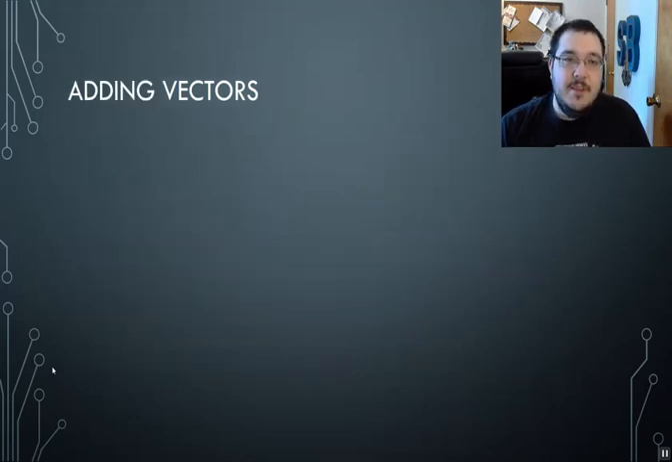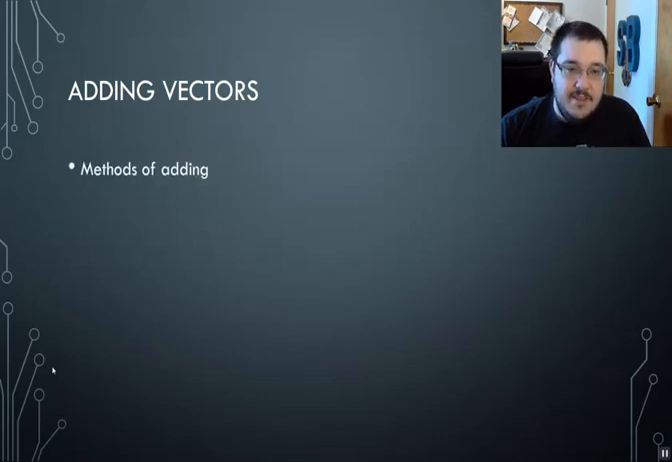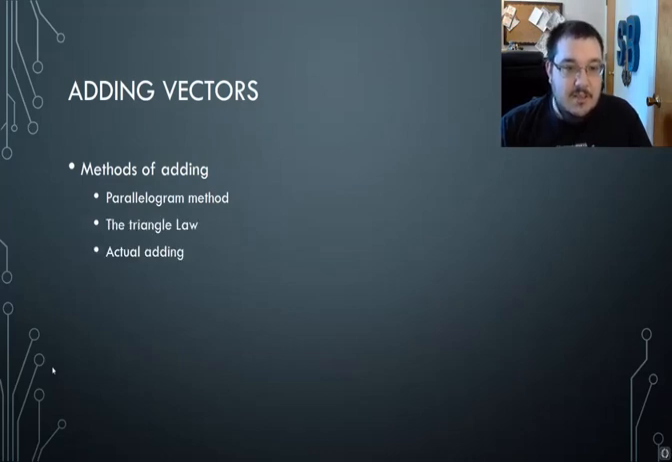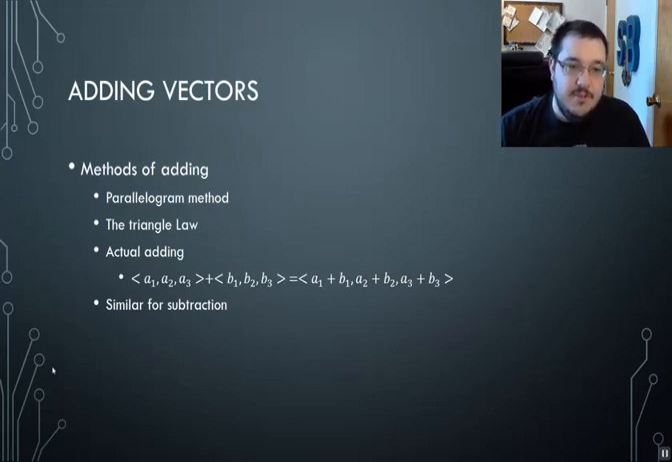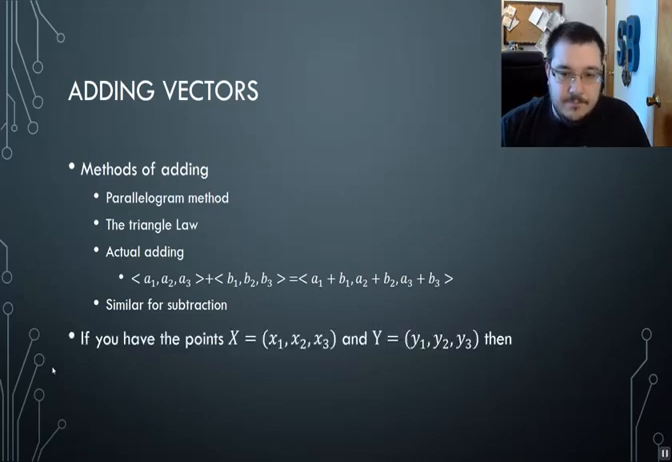Now, some of the basic things we can do with vectors is we can add them. So there's a couple of different methods that we can deal with. Some of them are visual, some of them are actual computational. So you have your parallelogram method. You have a triangle law, and then you can just actually add them. So the actual adding, yippee, it's adding component-wise. So x values get added with x values, y values get added with y values, and so on. And you do a similar thing for subtraction. For this one, you subtract the values instead of adding them.